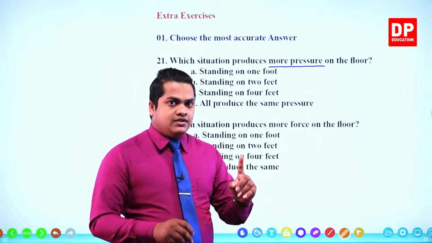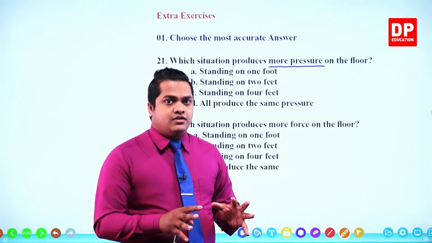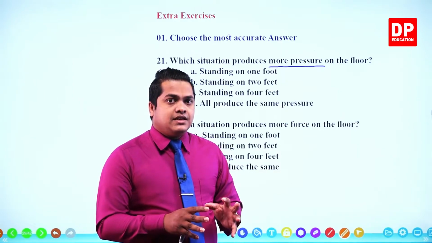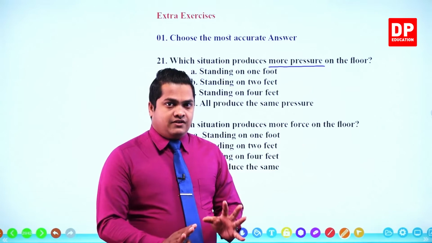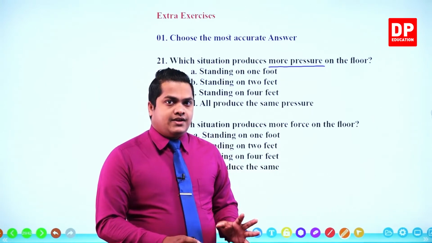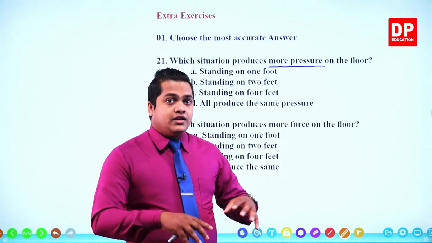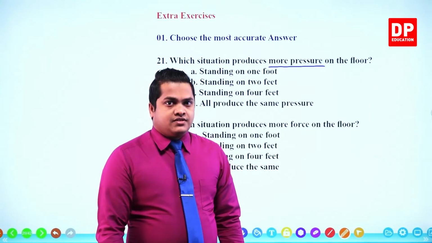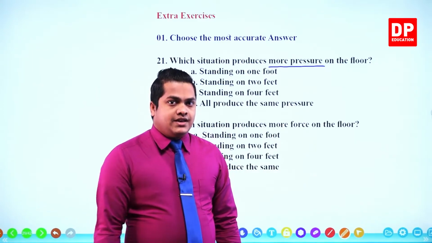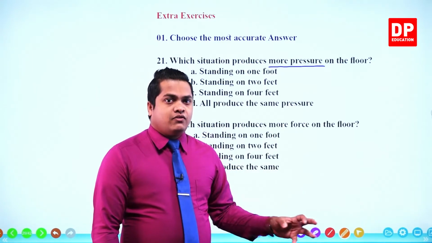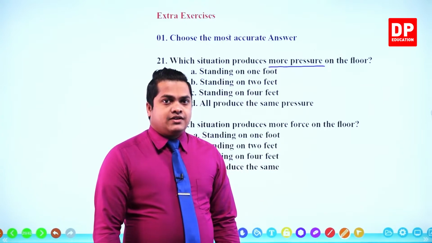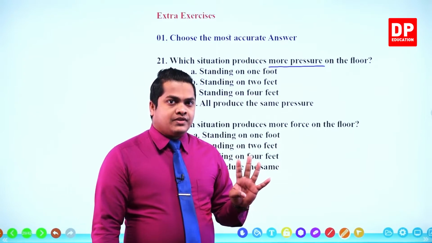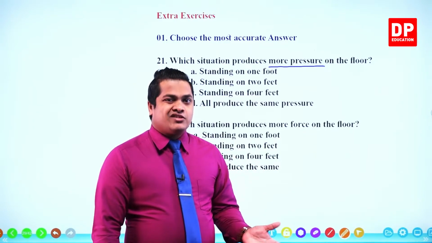On 1 foot, the force acting, or the weight of the animal, is placed on just one single particular area. On 2 feet, the pressure is distributed among the 2 feet, so the surface area is increased. In the third instance, 4 feet, the force is exerted on all the 4 feet, so the pressure is divided among 4. When the pressure is divided, pressure is decreasing.